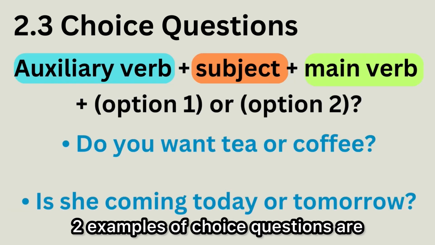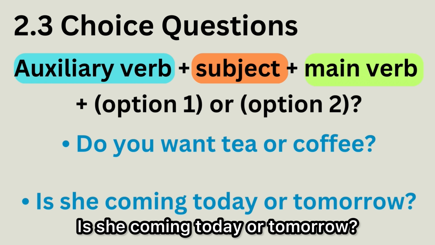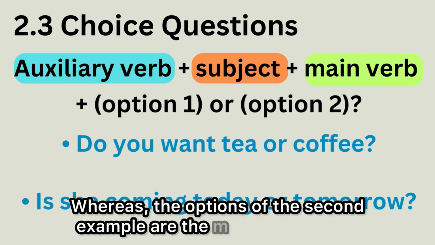Two examples of choice questions are: Do you want tea or coffee? Is she coming today or tomorrow? The options of the first example are the objects, whereas the options of the second example are the modifiers of time.